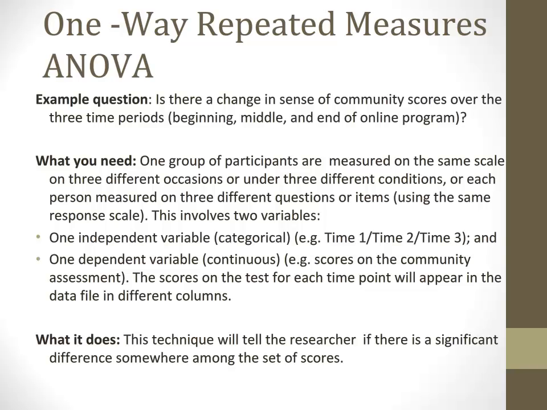So the one-way repeated measures ANOVA will tell the researcher if there's a significant difference somewhere among the 3 sets of scores. So for example, the researcher may find out that there's a statistically significant difference in student sense of community at the beginning of the program compared to the end of the program. So whenever you're using any type of data that's matched, paired, yoked together, and there's a correlation among the observations because you're looking at the same group of participants at different points of time, a one-way repeated measures ANOVA is the most appropriate analysis.